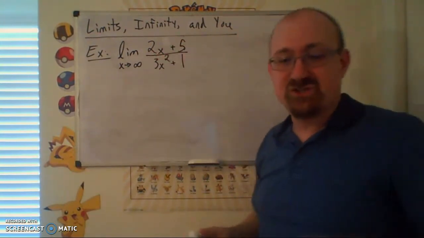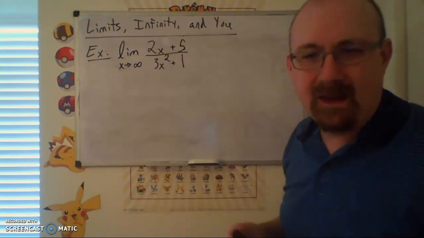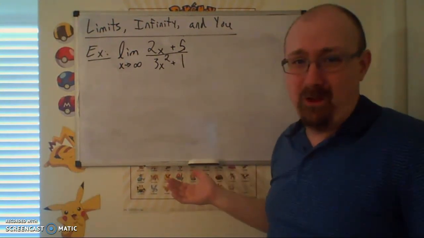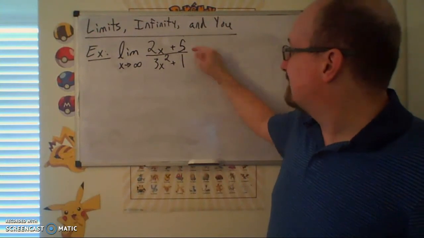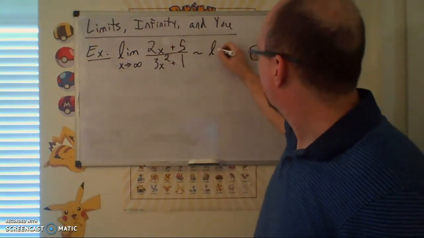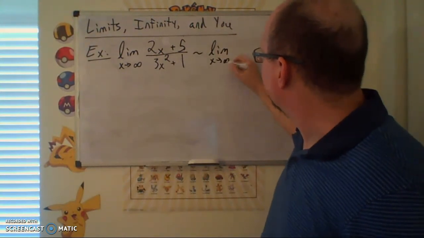He's gone. So it's just 2x plus 5 up top and then 3x squared plus 1 down below. Same principle holds, though. Again, for really big x values, these two guys, they don't matter all that much. Cover them up or disregard them, however you want to do it.